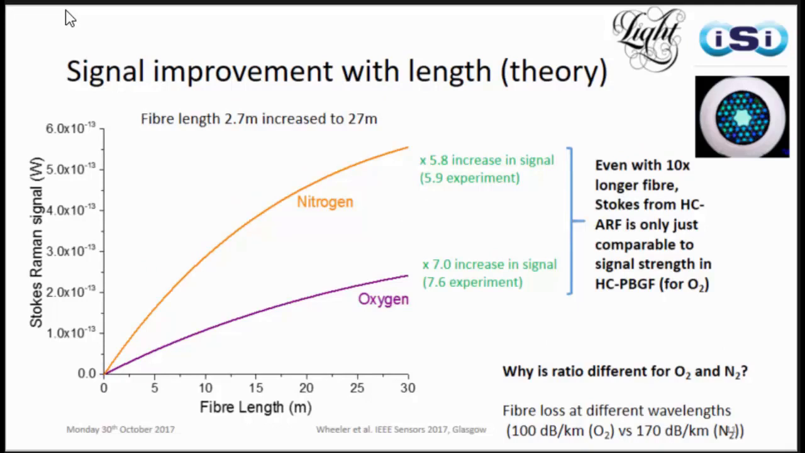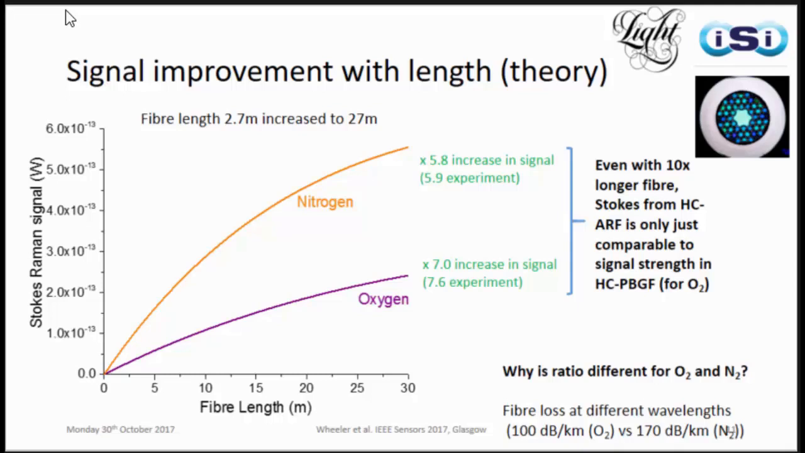This graph shows the evolution of the Stokes power as a function of fibre length. We can see the theoretical increase for oxygen should be around 7 and around 5.8 for nitrogen. So this is a very good agreement with what we see in the experiment. And we can see that even with a 10 times longer fibre, the Stokes power from the anti-resonant fibre is only just about becoming comparable to what we see in the bandgap fibre in a much shorter length.